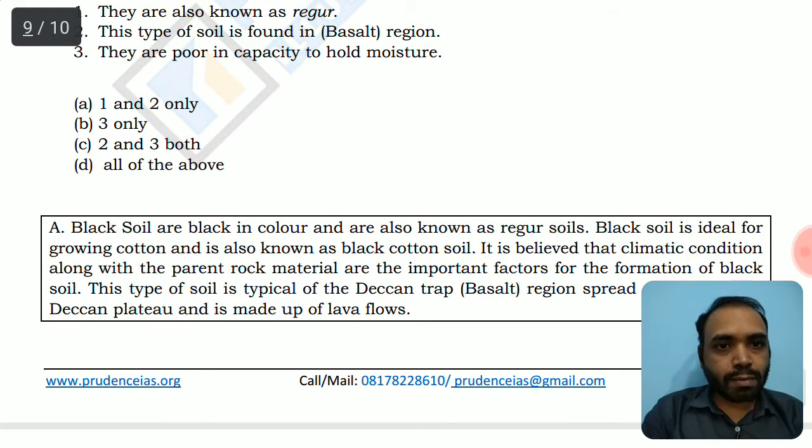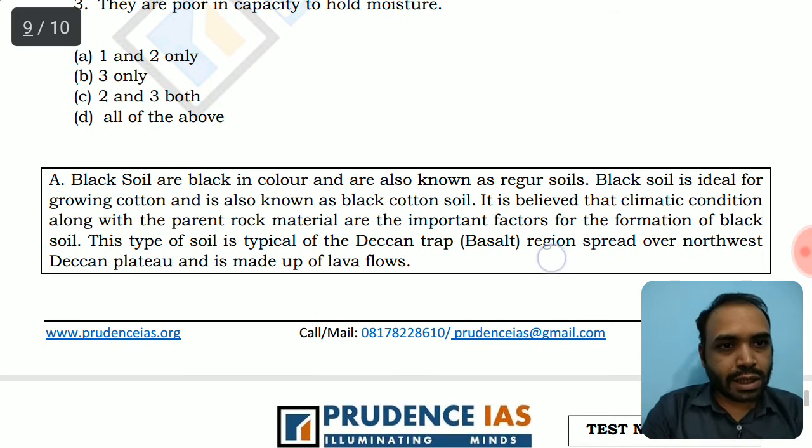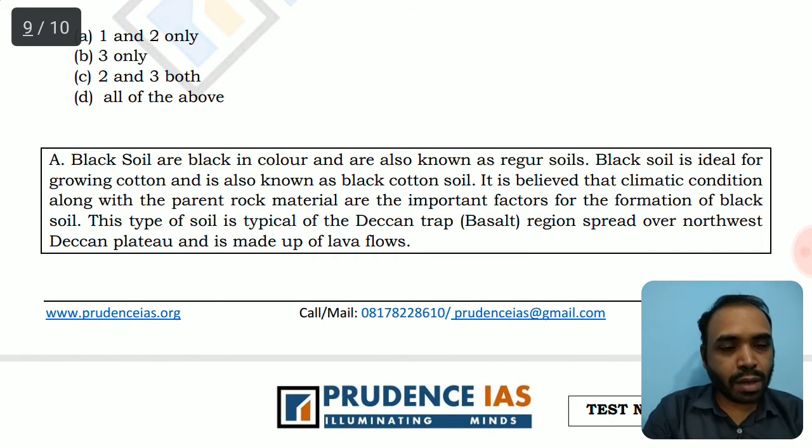Black soils are black in color and also known as regur soils. This black soil is ideal for growing cotton and is also known as black cotton soil. It is believed that climatic conditions along with the parent rock materials are important factors for the formation of black soil. So the basalt is basically behind the formation of black soil, and the climatic conditions bring in the physical weathering factors.